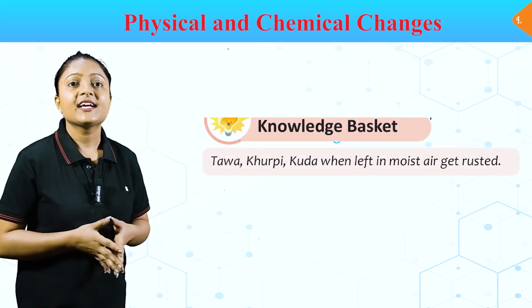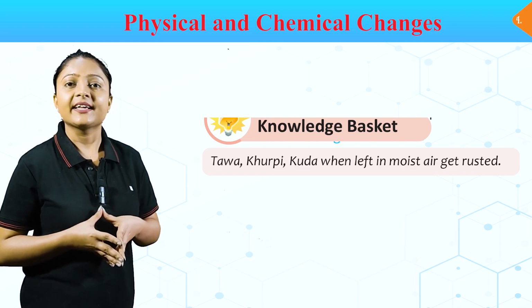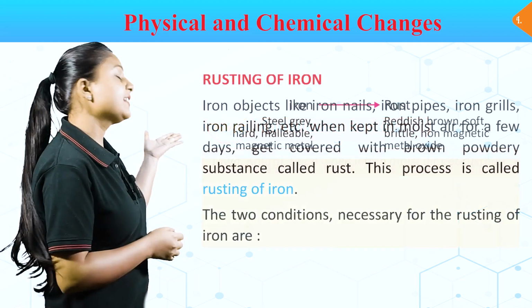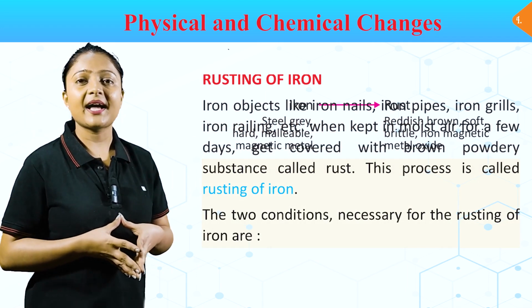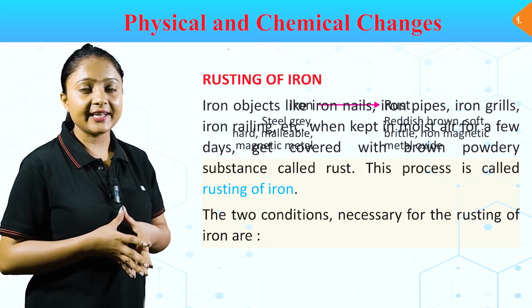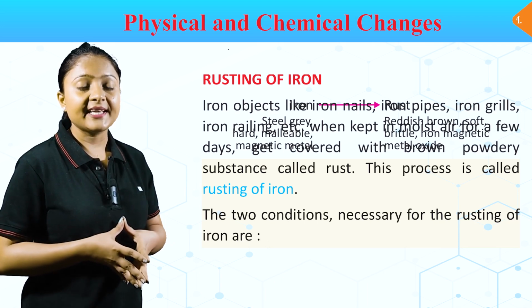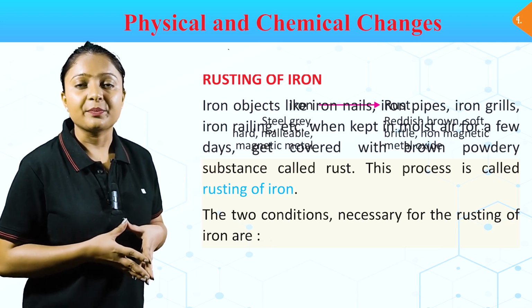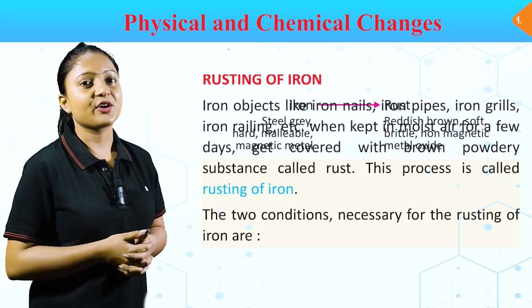Knowledge basket. Tawa, khurpi, kuda when left in moist air get rusted. Rusting of iron. Iron objects like iron nails, iron pipes, iron grills, iron railing when kept in moist air for a few days get covered with a brown powdery substance called rust. This process is called rusting of iron.